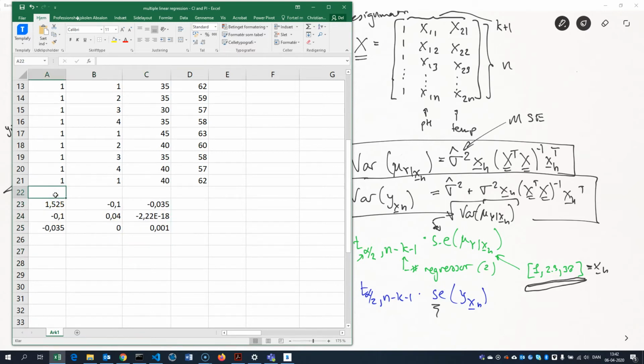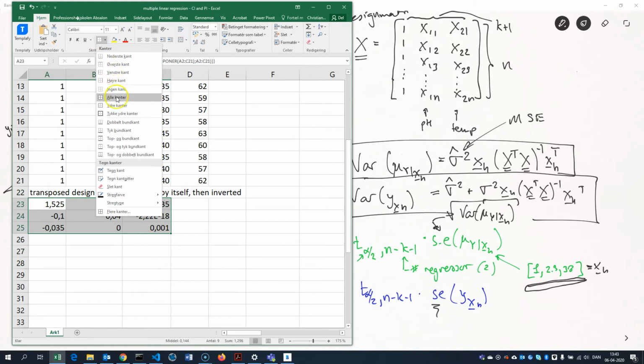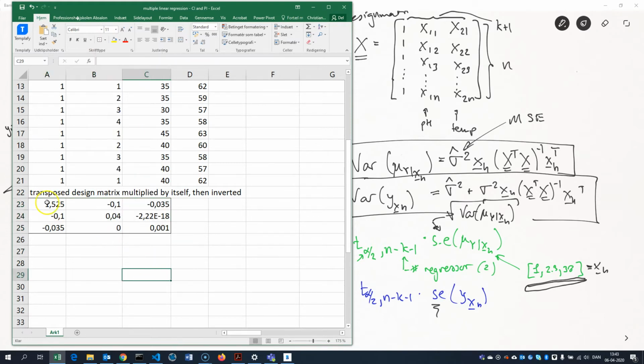Maybe I should give it a caption. So this is the transposed design matrix multiplied by itself, then inverted, or whatever you want to write here. That's what we have here. I might even want to circle it. Right, so that's it.